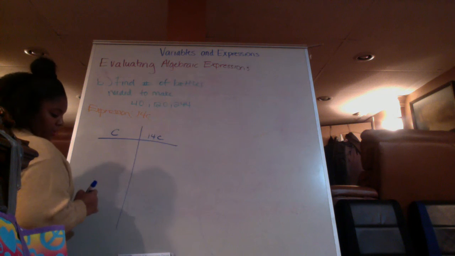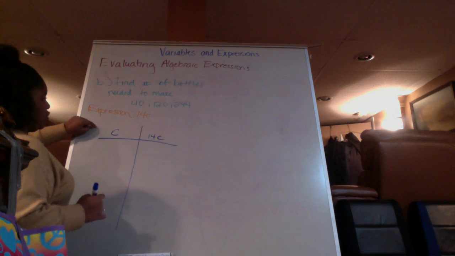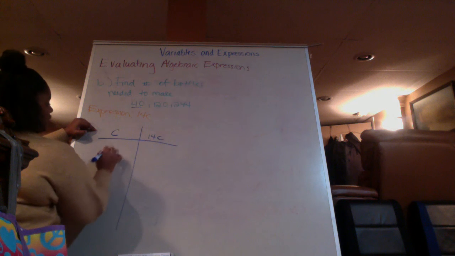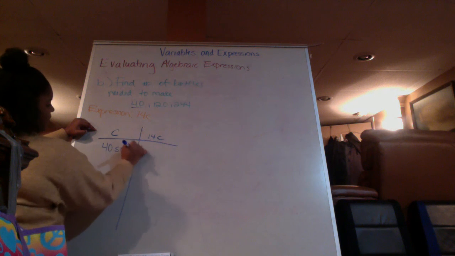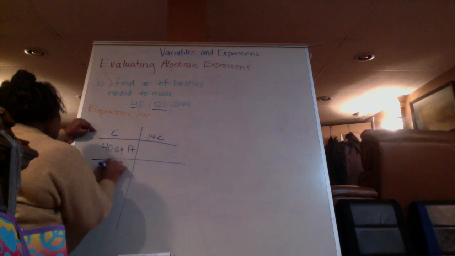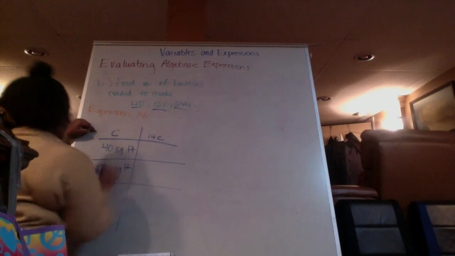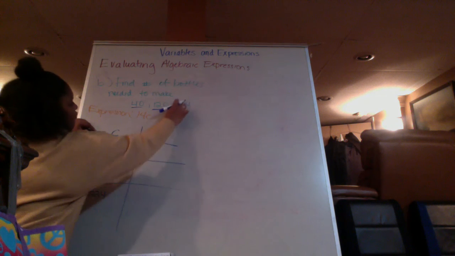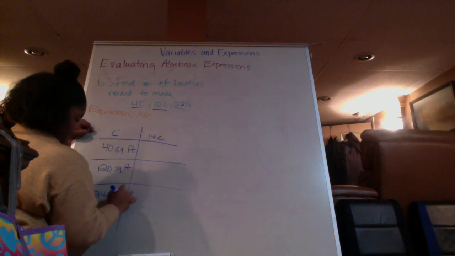Okay? So, C is the amount of carpet we need. They want to know how many bottles we need for 40 square feet of carpet. So 40 square feet, right? They need 120. And they need 224. I'm sorry, yeah, 224, my bad. I wrote 244.